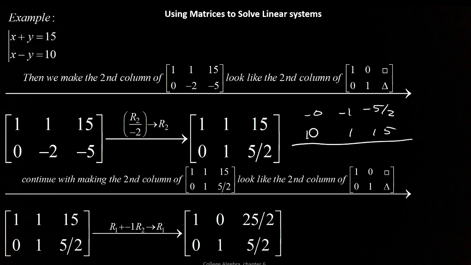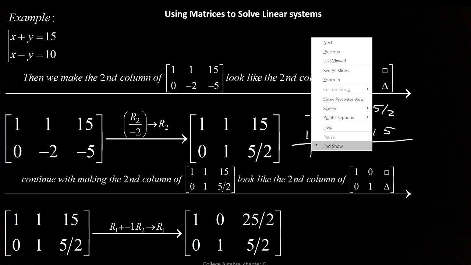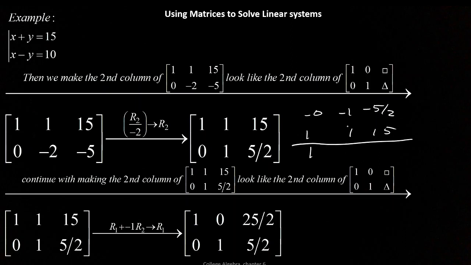So we're going to add this to row. So this gives us the same. This is just 1. This is 0. And what's 15 plus -5 over 2? We have to add them, right? So 15 plus -5 over 2. Well, 15 is 30 over 2, plus -5 over 2 would be 25 over 2, right? So that's 25 over 2.